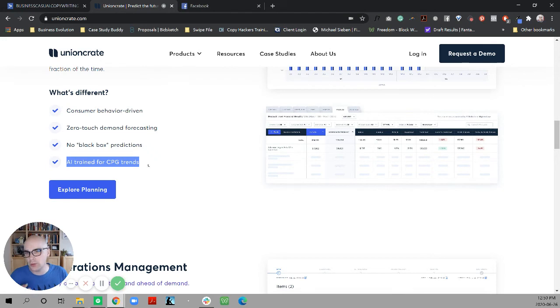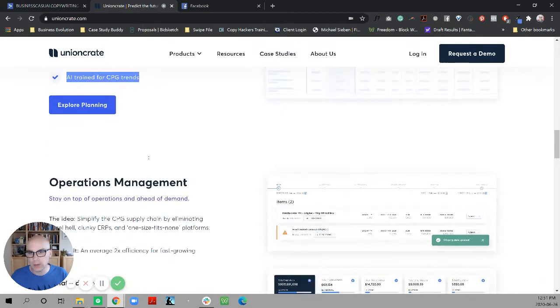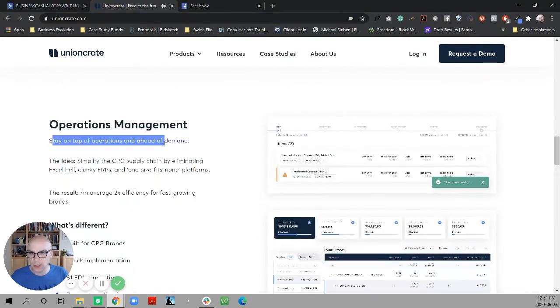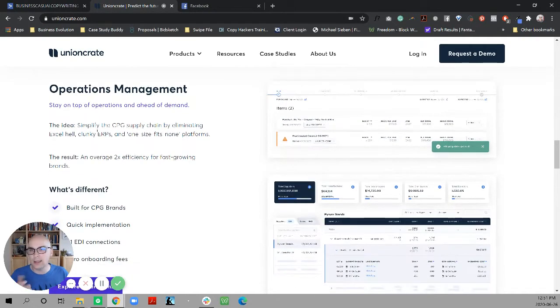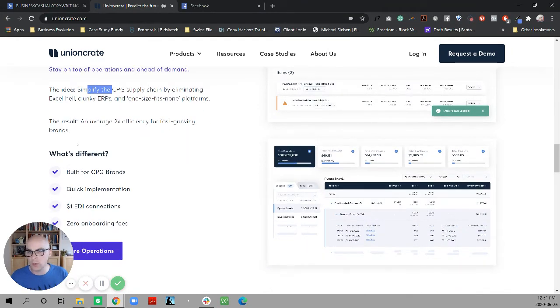And then AI trained for CPG trends. So again, we're hammering home, this is a CPG specific tool. It's got an AI that's trained to recognize trends that matter to your space. Then we get into operations management. So stay on top of operations and ahead of demand. The idea: simplify the CPG supply chain by eliminating Excel help, clunky ERPs, and one-size-fits-none platforms. The result: an average 2 times efficiency for fast-growing brands.